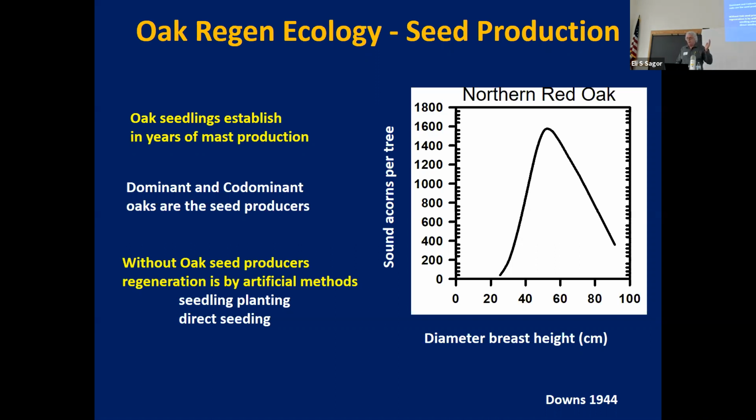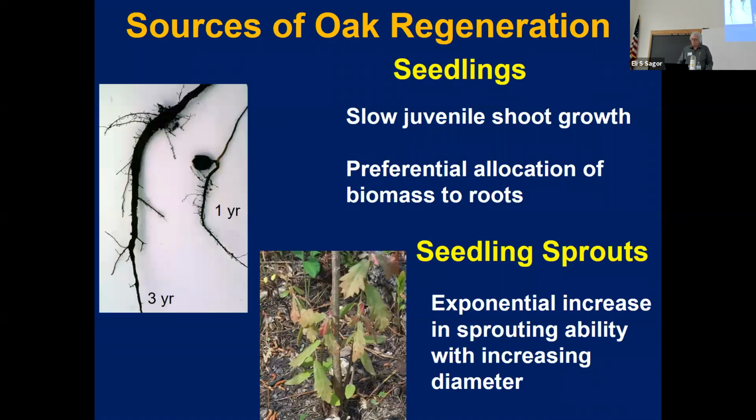You have to have acorn production if you want natural regeneration to occur. So this is an important component of the stand. If you don't have it, you're looking at artificial regeneration to get oak back into the stand.